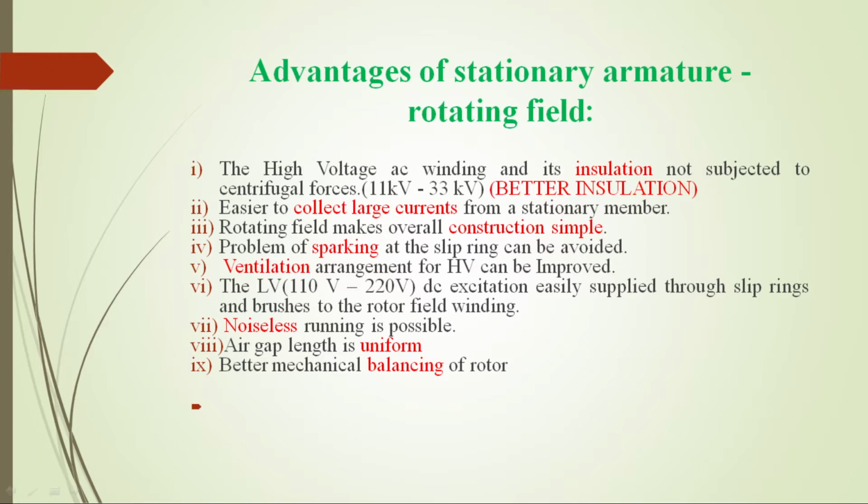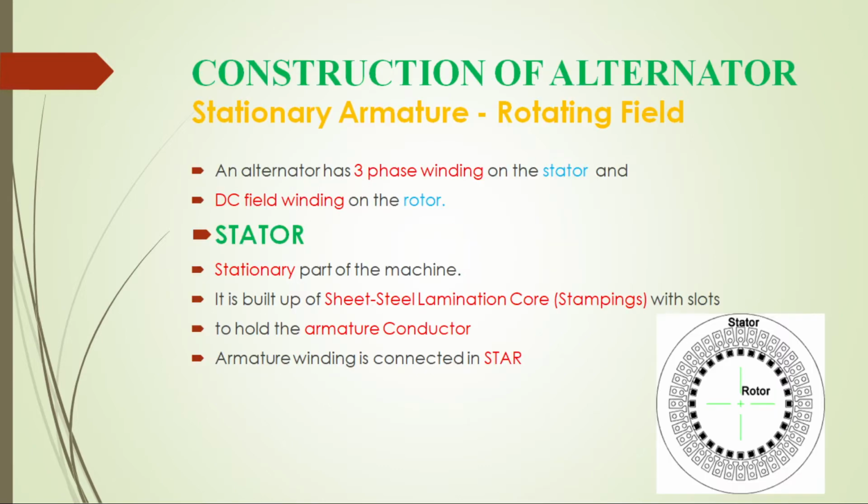With the help of the stationary armature, the collection of current will be easier. A rotating field makes the overall construction simple. Problem of sparking at the slip rings will be avoided. Ventilation arrangement per HP can be improved. Low voltage DC excitation is easily supplied through slip rings and brushes to the rotor field winding. Noiseless running is possible. Air gap length will be uniform, and it gives better mechanical balancing of the rotor.